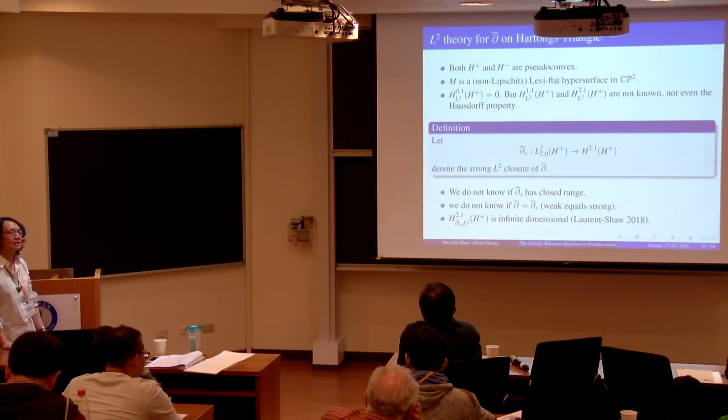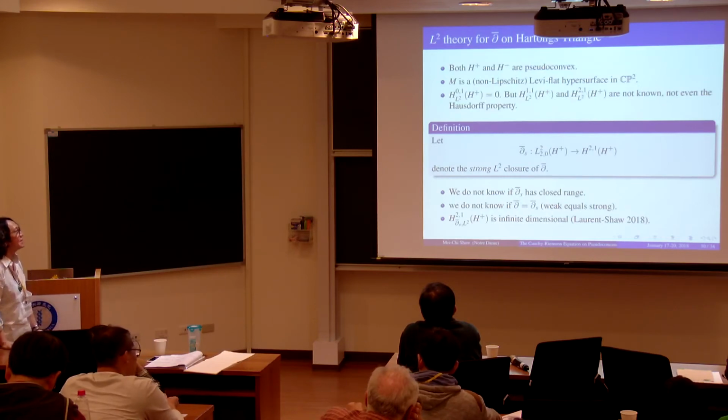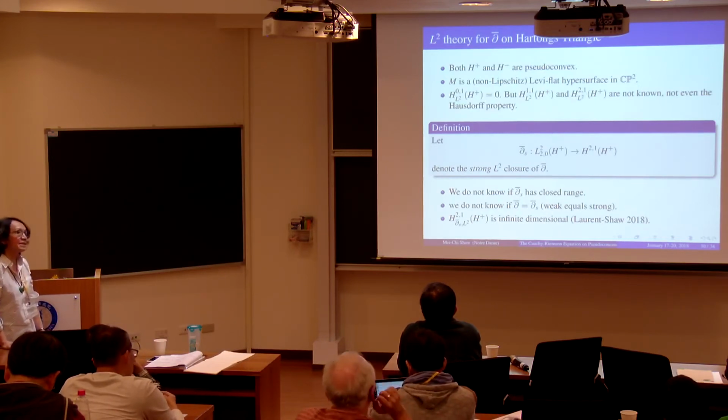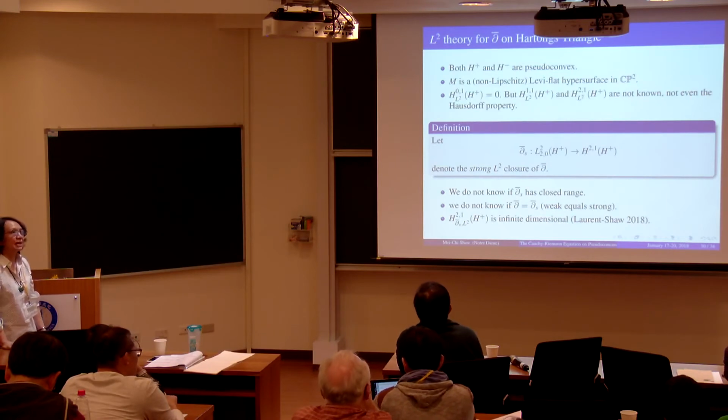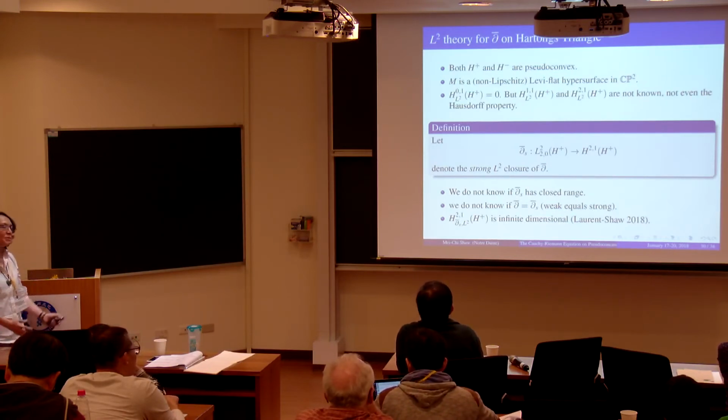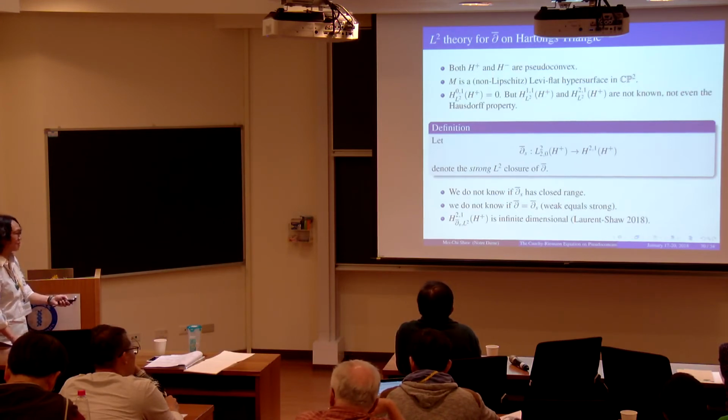So it shows that one can have very different phenomena for the Hartogs triangle in CP2 compared to, say, in C2. If we are talking about a bounded Hartogs triangle, then they all vanish from Hörmander theory.